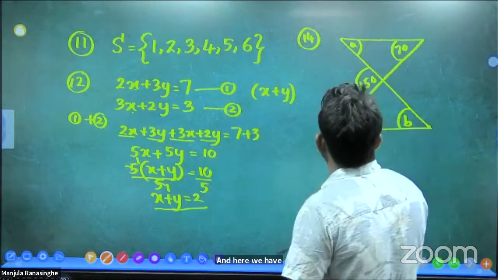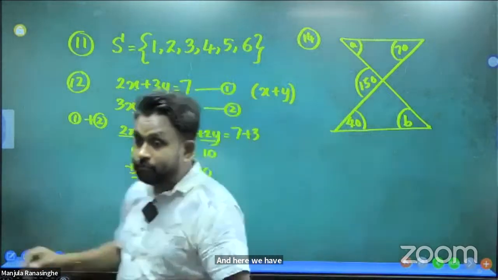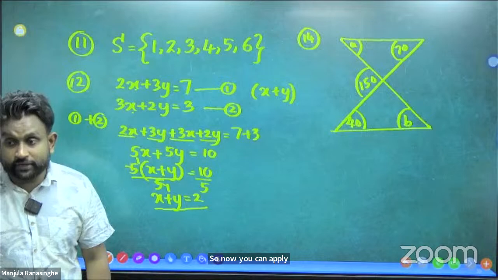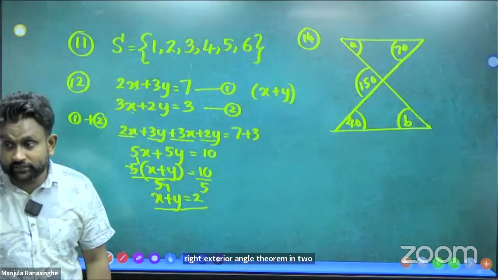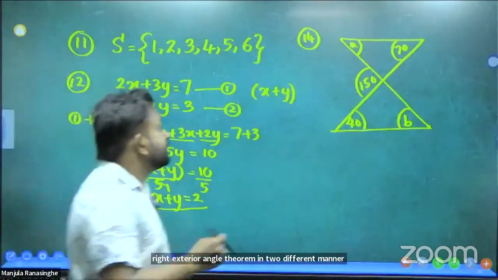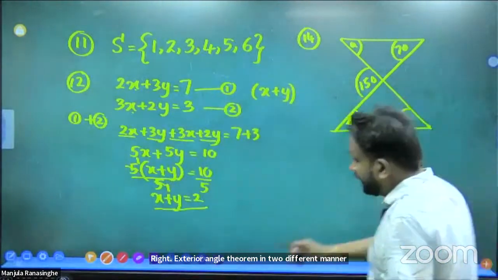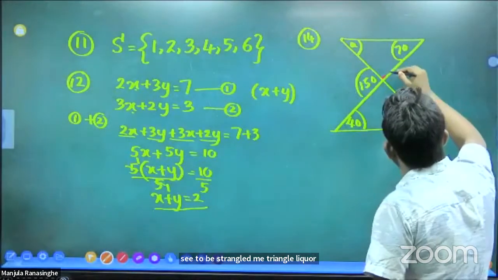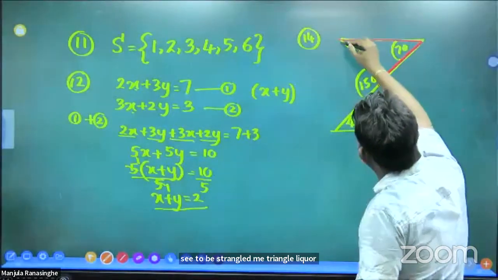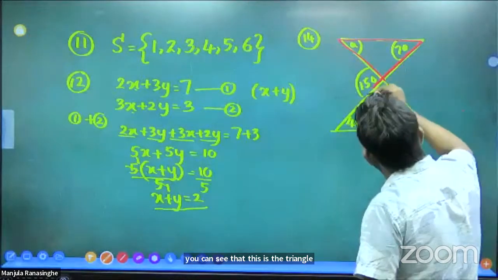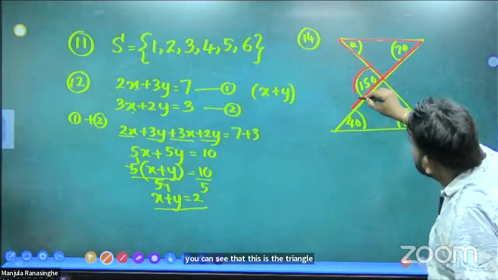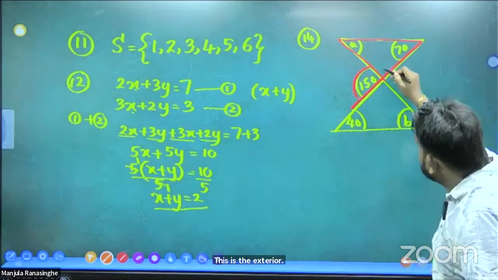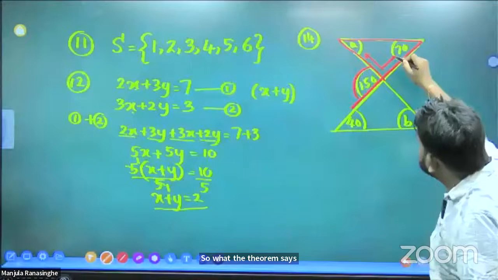Okay, right. So now you can apply the exterior angle theorem in two different ways. See this triangle, everyone look at this triangle. You can see that this is the triangle, and this is the exterior angle created. Okay, this is the exterior. So what the theorem says is that the exterior angle equals the sum of the interior opposite angles.